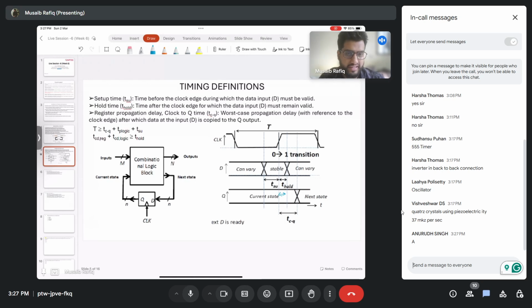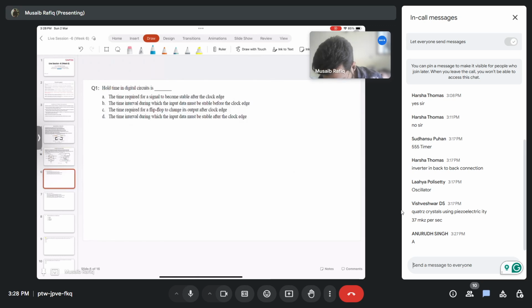There is some physical reasoning behind it. I have not discussed it. You can always refer to your books and lecture notes to get why this hold time and setup time exist. So the correct option is option A.